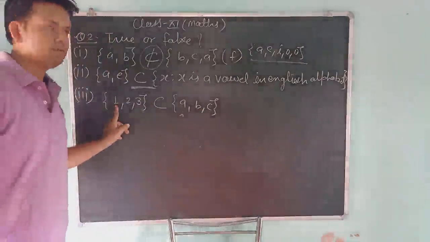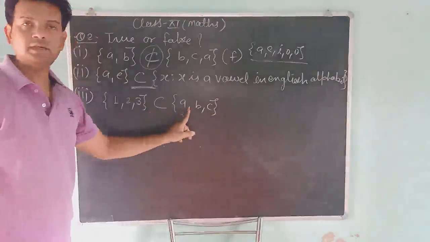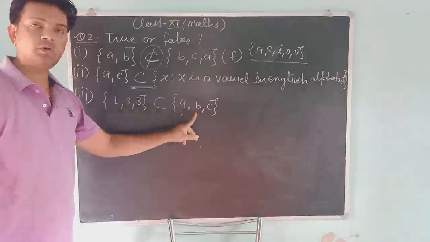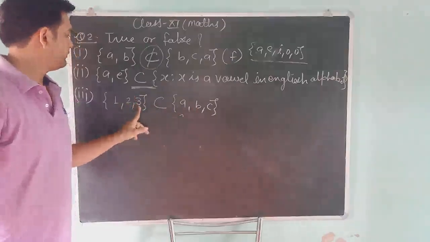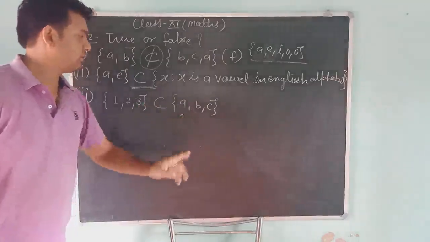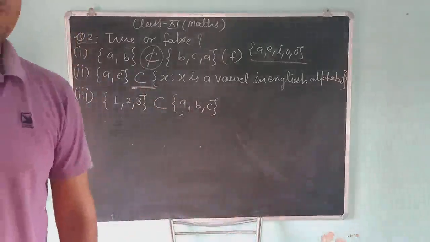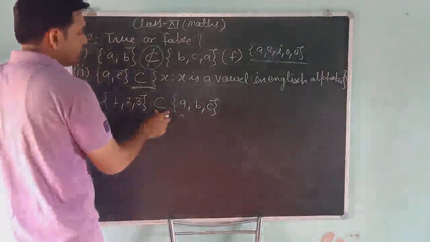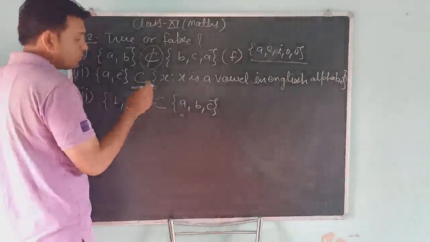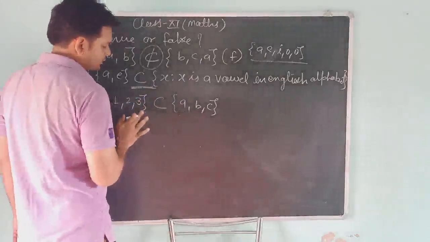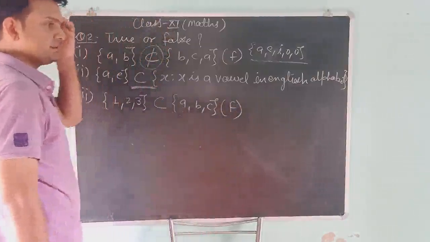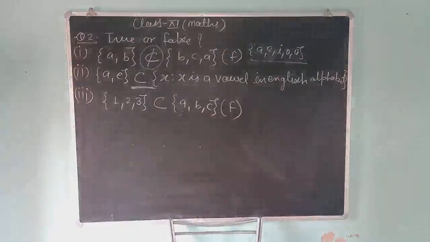Here we have 1, but 1 is not here. Here we have 2, and 2 does not belong to this set. Here we have 3, but 3 does not belong to the next set. So students, this is not a subset. But in the question we have the subset symbol. So this is a false statement.